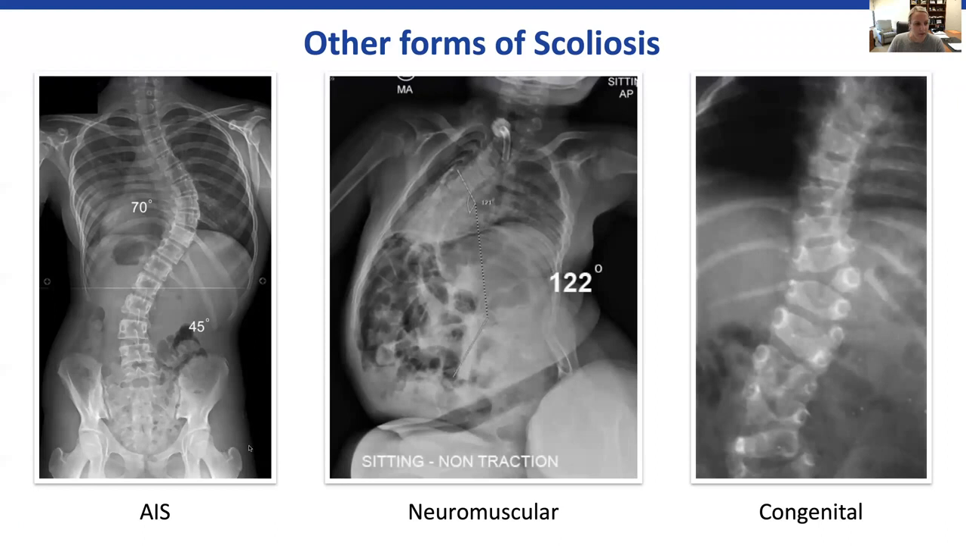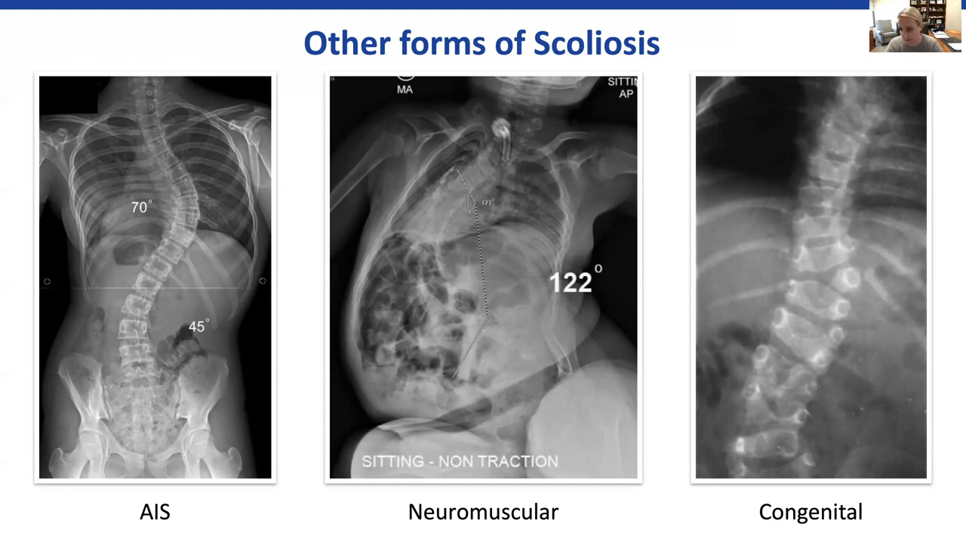The x-ray on the left is a typical curve that we would see in a patient with adolescent idiopathic scoliosis. The curve typically goes to the right, and it can include either the thoracic or lumbar spine or both. The patient's x-ray in the middle is representative of a typical neuromuscular curve. Usually these are long C-shaped curves. The patient is obviously not able to stand, so they're sitting in their x-ray, and you can see a tracheostomy, and sometimes you'll see other clues on the x-ray that lead you to know that it's a neuromuscular curve.